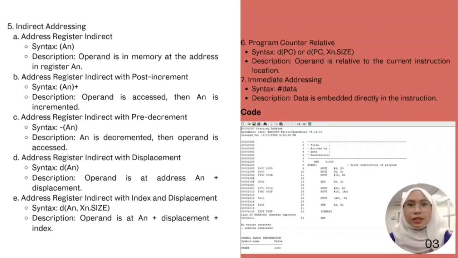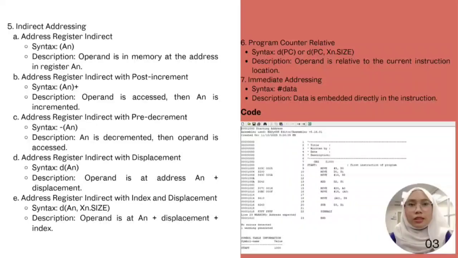C. Address register indirect with pre-decrement. The syntax is -(An). In this case, An is decremented first before the operand is accessed. It's often used when processing data in reverse order such as stacks.